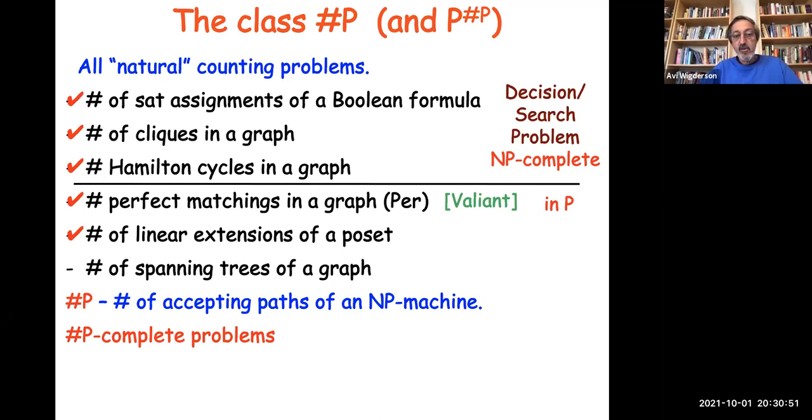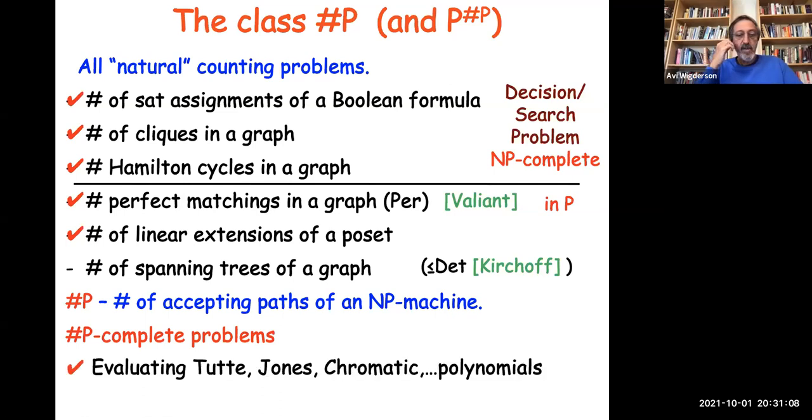It turns out that also counting linear extensions is #P-complete. But counting spanning trees, by sort of Kirchhoff, you can reduce it to the determinant. So somehow this is easy. It's not complete.